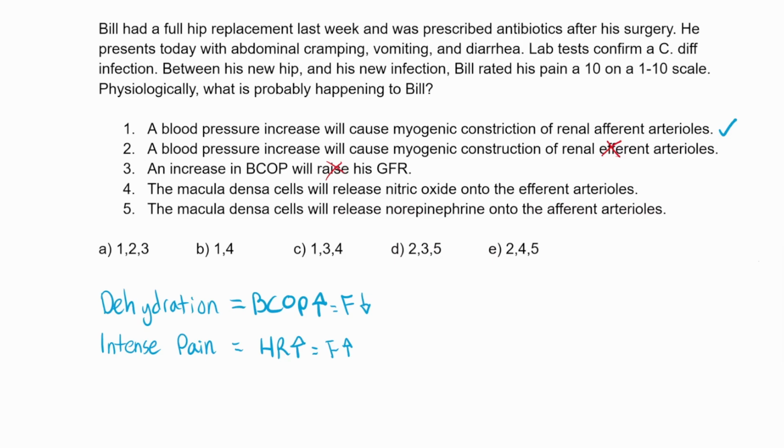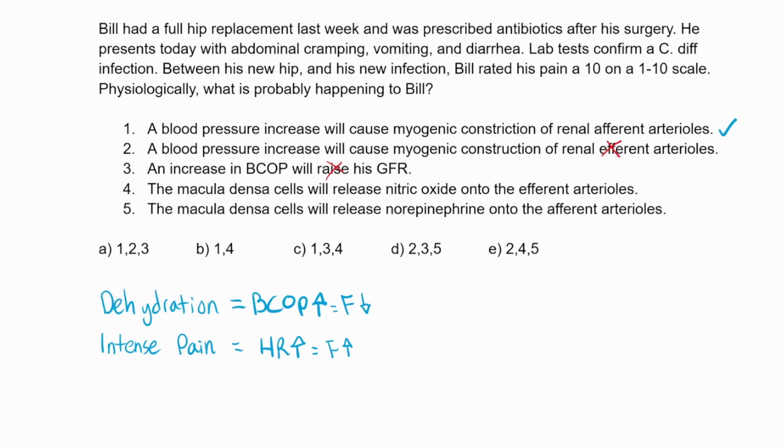Now on 4 and 5, we are looking at the macula densa cells. The macula densa cells pick up sodium and calcium ions in the tubules and use those to regulate the hydrostatic pressure. In this case, we could have the filtration rate going up or down based on how strong the BCOP and heart rate are affecting the system. But let's look at the answers and see if there's issues.